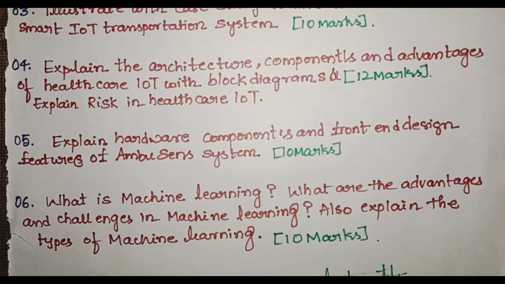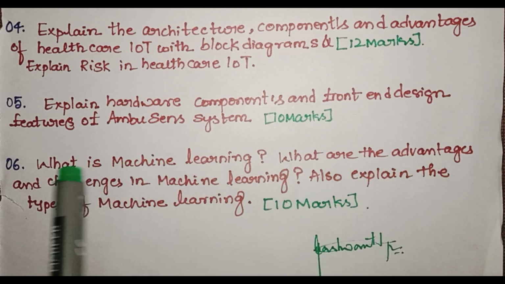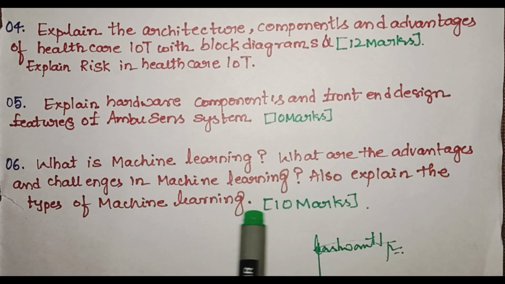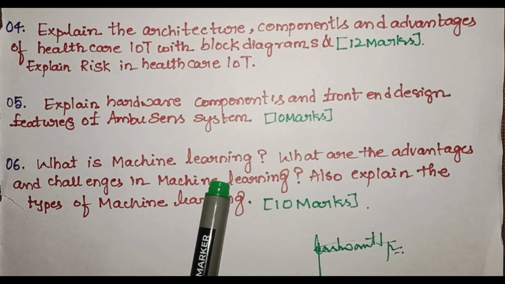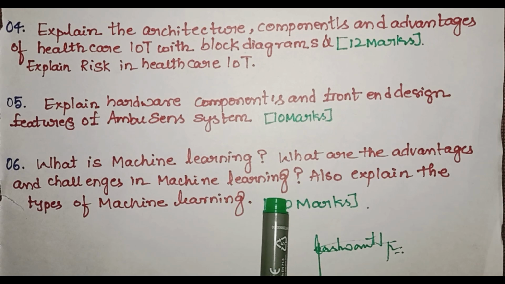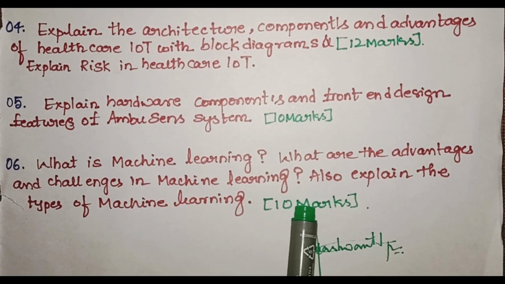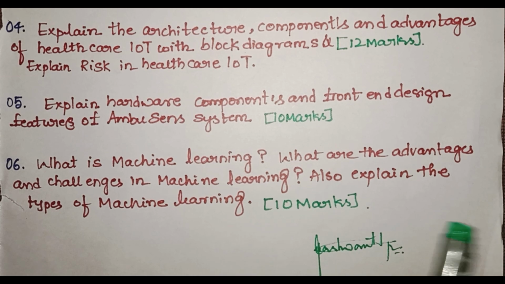And the last question is what is machine learning? What are the advantages and challenges in machine learning? Also explain the types of machine learning. So this is all about machine learning. Here you need to define what is machine learning, and you should also write the advantages of machine learning such as self-learner, time efficient, self-guided, minimum human interaction required, diverse data handling, and diverse applications. These are the advantages of machine learning.